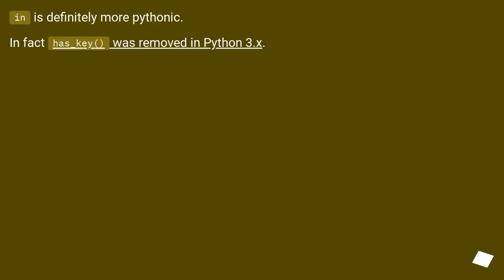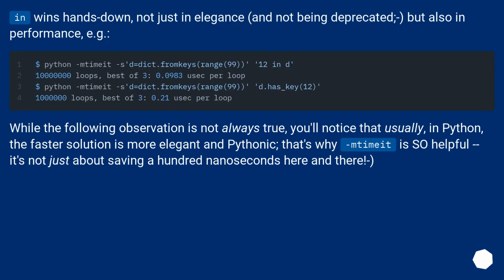In is definitely more Pythonic. In fact, has_key was removed in Python 3.x. In wins hands down, not just in elegance and not being deprecated, but also in performance, for example.